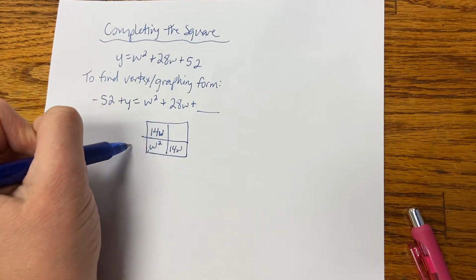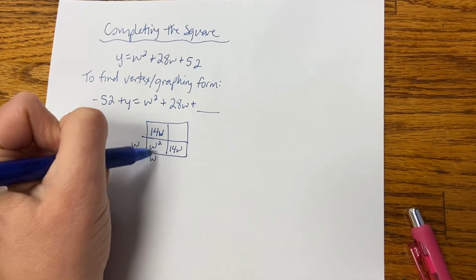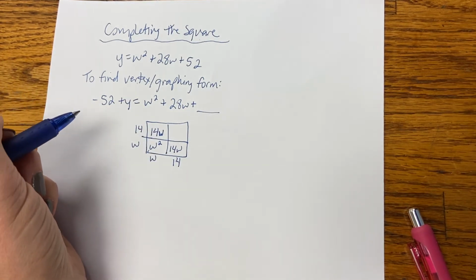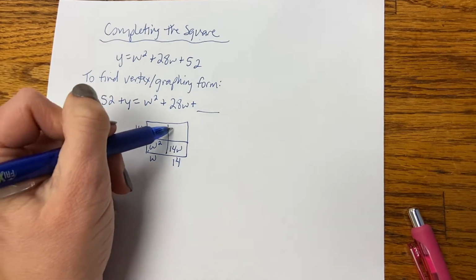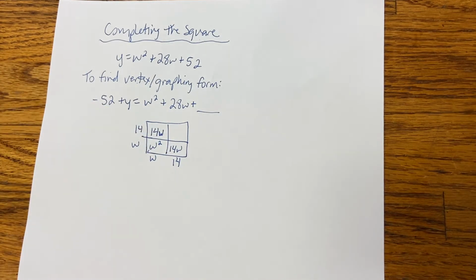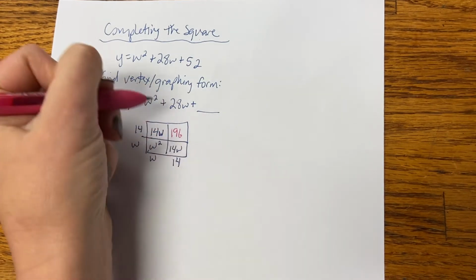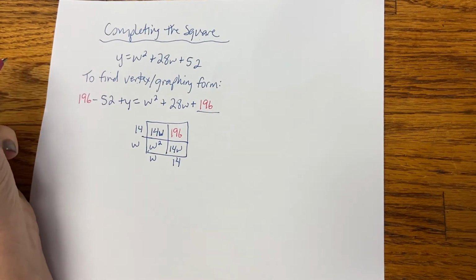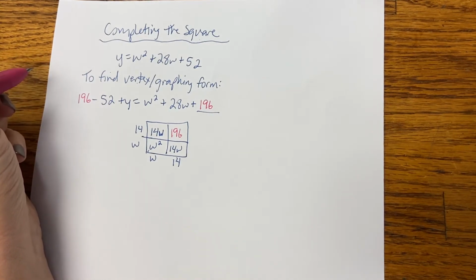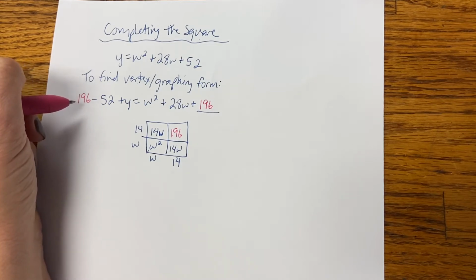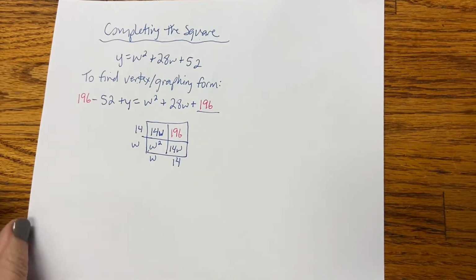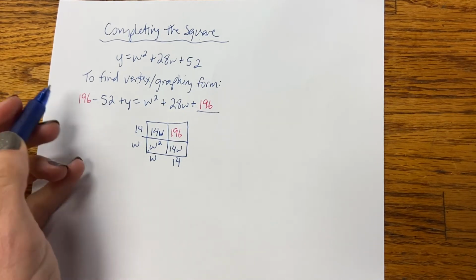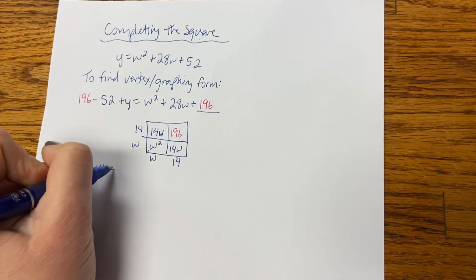So this rectangle would have to be w times w, and then if there's a w here, this one has to be 14, and this one has to be 14. And so then I multiply 14 times 14 to get that square, which would be 196. So I have to add 196 to both sides of my equation because I need to keep my equation with the same value. And then what I do next is combine like terms on this side. So 196 minus 52 is 144.